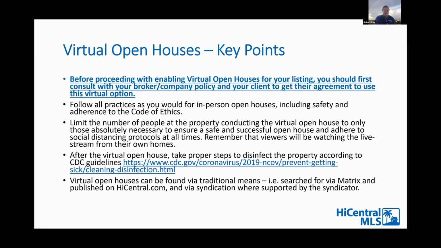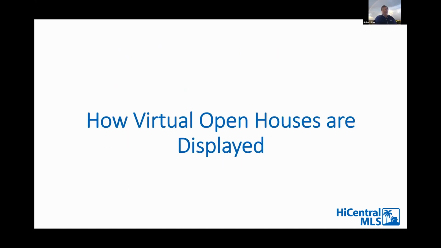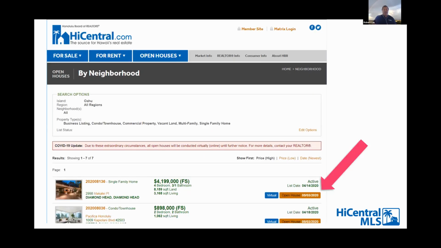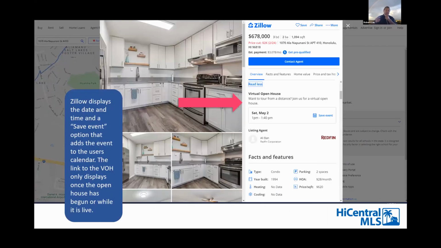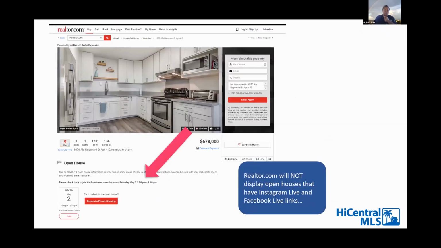Okay, and the virtual open houses will be displayed in Matrix or in High Central and in other syndicated websites. Okay, we'll take a look at that right now. So this is how it's going to look in High Central. And this is how it's going to look in Zillow. And this is how it's going to look in Realtor.com.